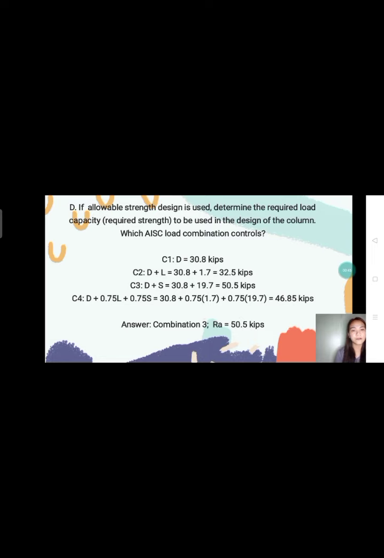For combination 4, D plus 0.75L plus 0.75S is equal to 30.8 plus 0.75 times 1.7 plus 0.75 times 19.7, which is equal to 46.85 kips. So, among the 4 combinations, the dominant or required strength, the largest, is combination 3, which is equal to 50.5 kips.